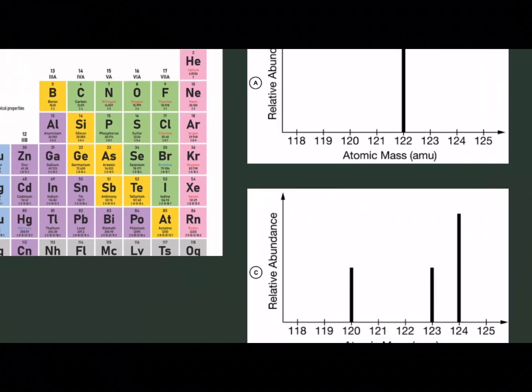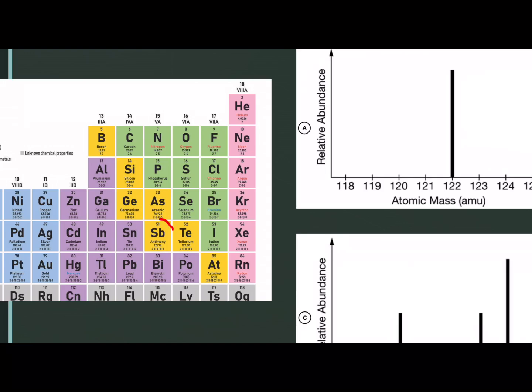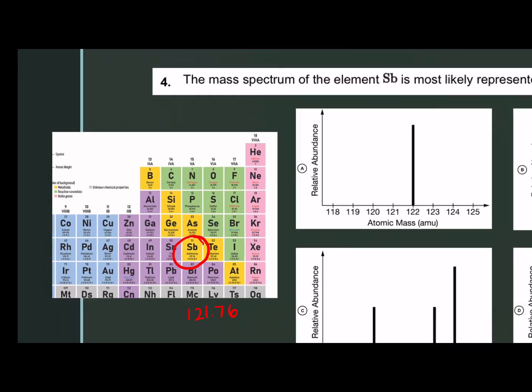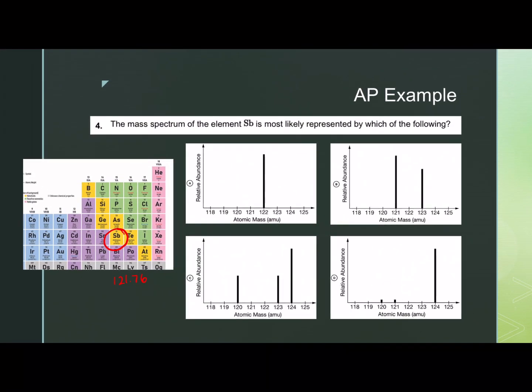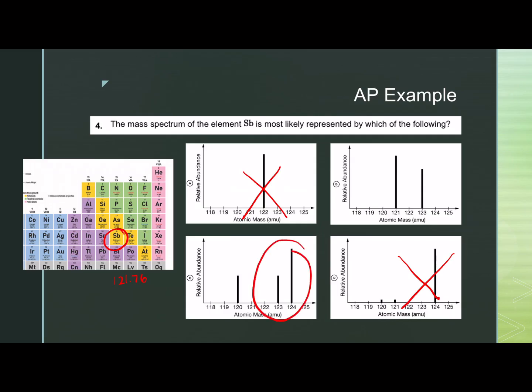All right, so this question is asking about element SB, which is antimony. So we need to find that on the periodic table and figure out that its average mass is 121.76. So looking at these graphs, we can eliminate A. It only has one isotope, which is exactly 122. We can eliminate D because this would have an average mass much closer to 124. Looking at C and B, we now can see that C has actually too much of the heavy isotopes, 123 and 124. So this average doesn't look like it would be closest to 121. So B is the best answer here.